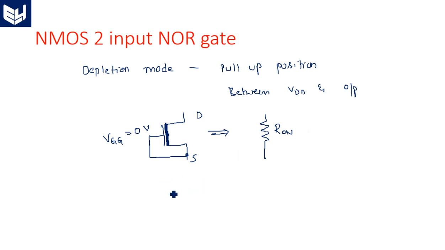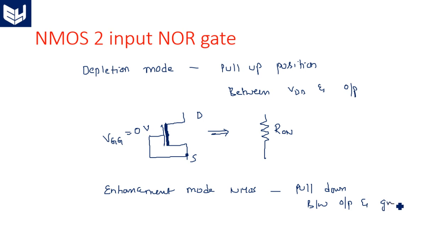What about the pull down network? The pull down network generally consists of enhancement mode NMOS transistors, between output and ground. The enhancement mode realization generally depends upon the type of circuit we are using.